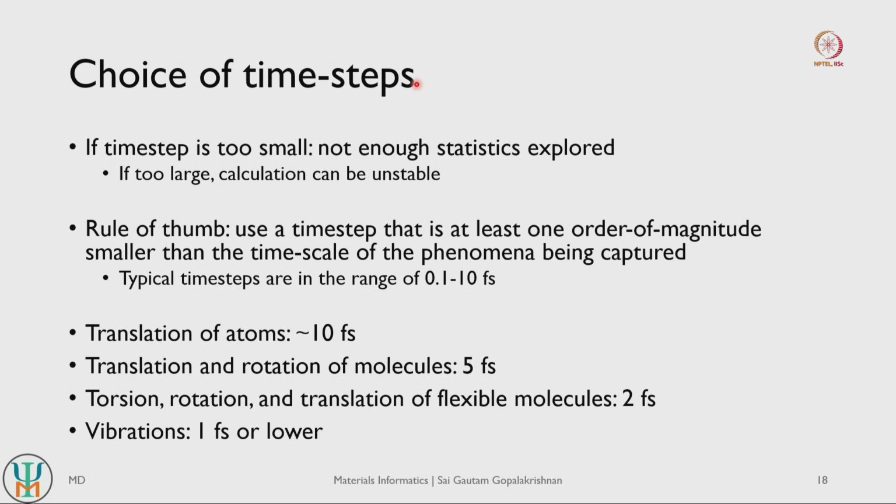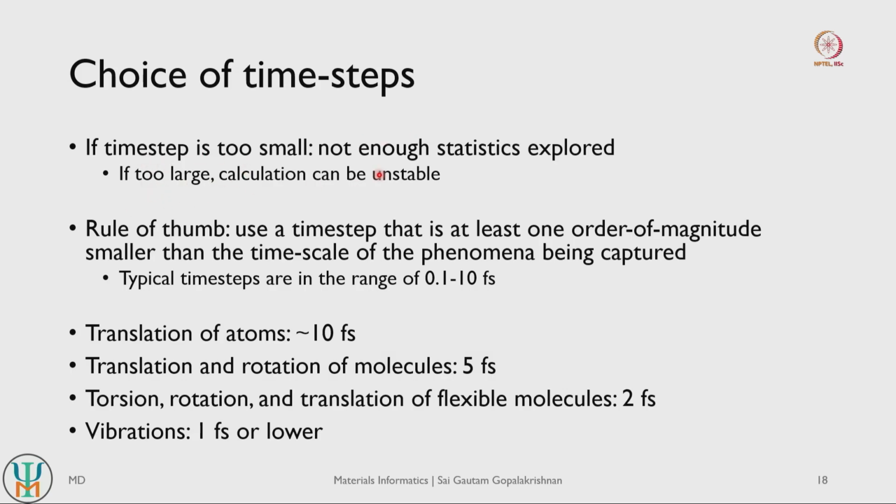Similarly, if you have, let us say, phase transitions and so on, you may need to sample even larger time scales, right, in which case you need to do even more steps in order to sample such time scales. So the general rule of thumb is if the time step is too small, you may not have enough computational resources to explore all of the statistics that you want to explore, right. So if you use femtosecond time steps, and if your phenomenon is of the order of microseconds, then you need to sample a billion steps, which may be computationally too large for you.